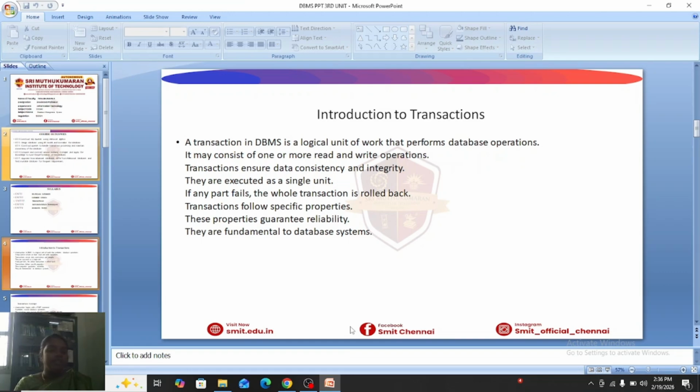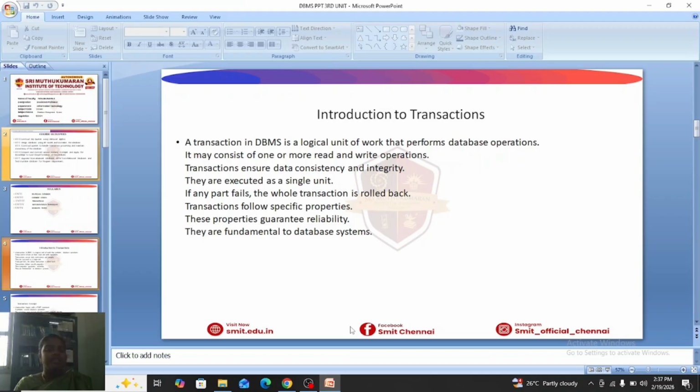Transaction in DBMS is a logical unit of work that performs database operations. It may consist of one or more read and write operations. Actually, a transaction in DBMS is a sequence of one or more database operations such as insert, delete, update, or select, executed as a single logical unit of work. A transaction ensures that the database remains consistent and reliable, even in case of system failure, power loss, or multiple users accessing data simultaneously.